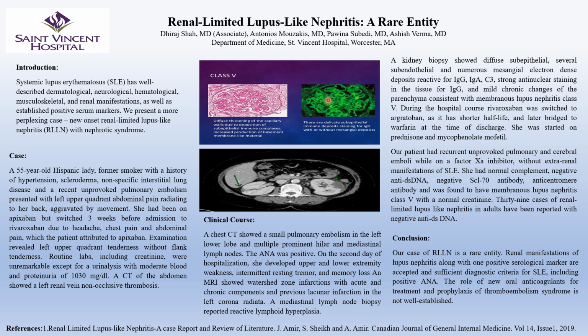The use of direct thrombin inhibitors and factor Xa inhibitors has not been studied in patients with nephrotic syndrome, whereas experts feel warfarin should be started and continued as long as patients remain nephrotic with serum albumin less than 3 gram per deciliter. The goal INR is 2 to 3.